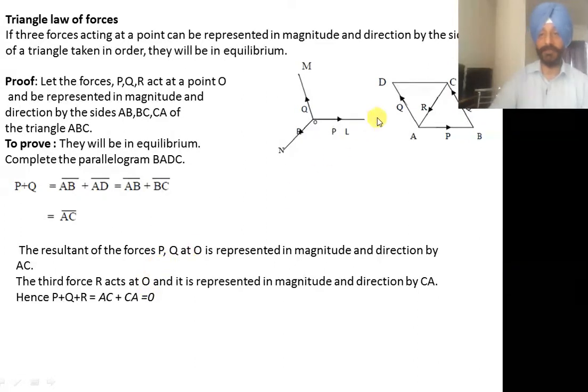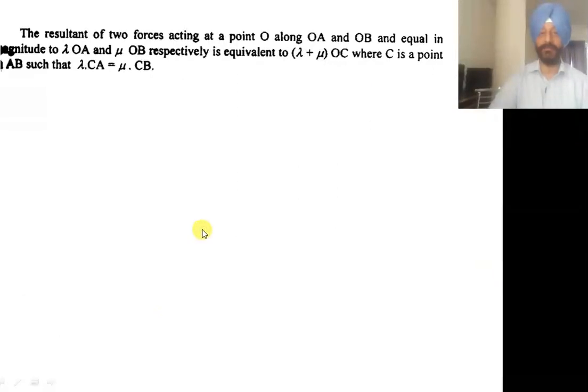Forces are in equilibrium. So, this is the first law, the triangle law of forces, where if three forces acting at a point, students be very careful, three forces acting at a point can be represented in magnitude and direction by the sides of a triangle, then they are in equilibrium. Equilibrium is the first time which we use this word here, and from now onwards we will discuss equilibrium many times. So, be very careful. Equilibrium means the sum of forces is equal to 0.